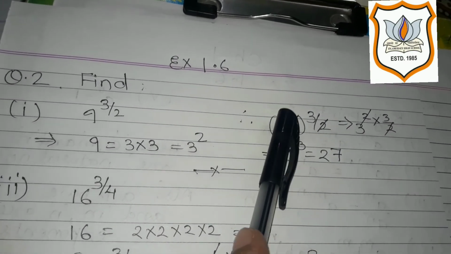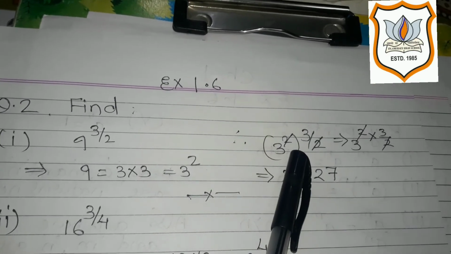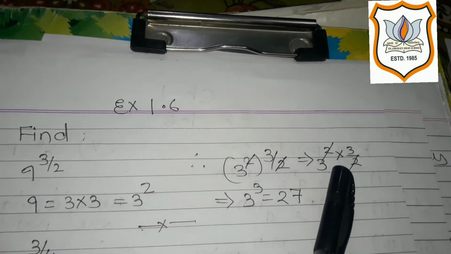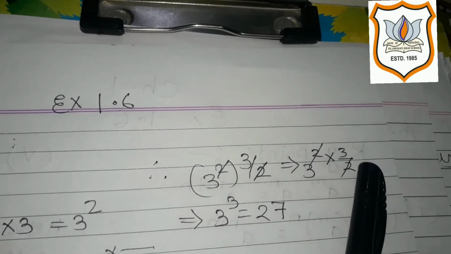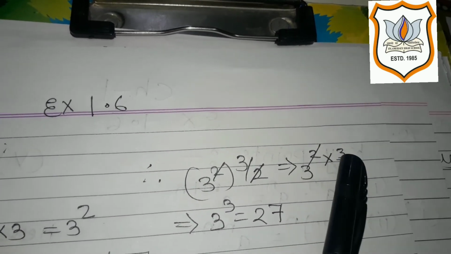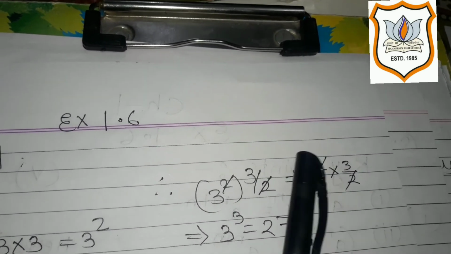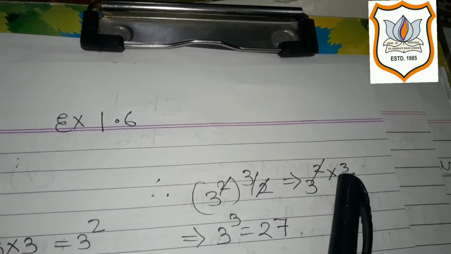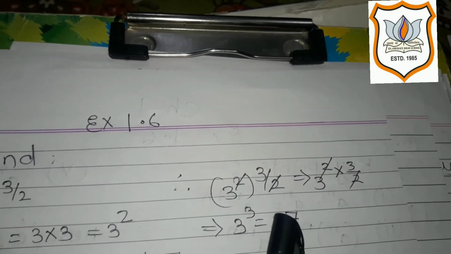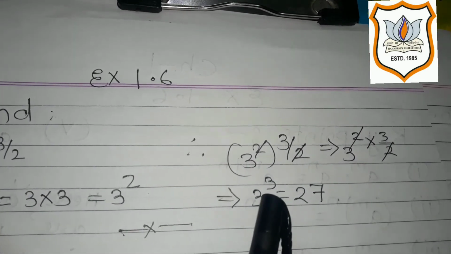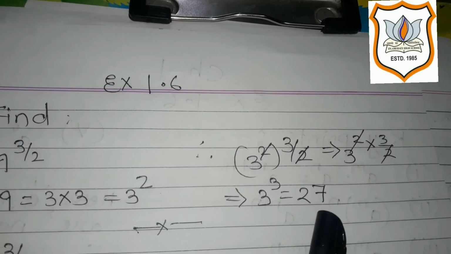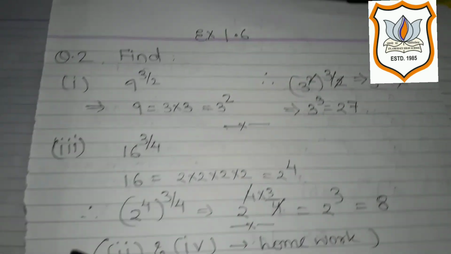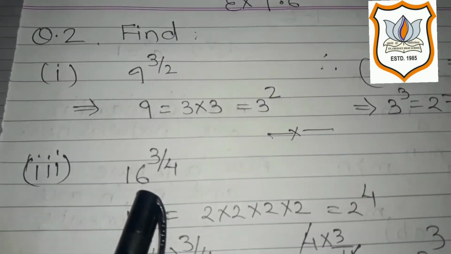Again the same identity, a to the power m to the power n, which is equal to a to the power m into n. 3 to the power 2 into 3 upon 2. Here one 2 is in the numerator and another is in the denominator. Both will cancel out, and hence we obtained the result 3 to the power 3, which is equal to 27 only.